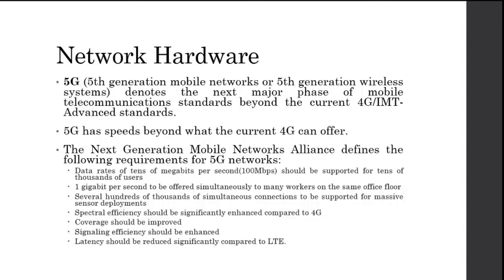Several hundred thousand simultaneous connections should be supported for massive sensor deployments. Spectral efficiency should be significantly enhanced compared to 4G. Coverage should be improved. Signaling efficiency should be enhanced, and latency should be reduced significantly compared to long-term evolution. So this is what the next generation defines for the following requirements.